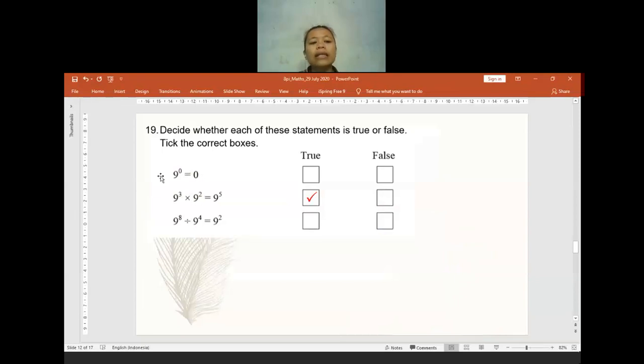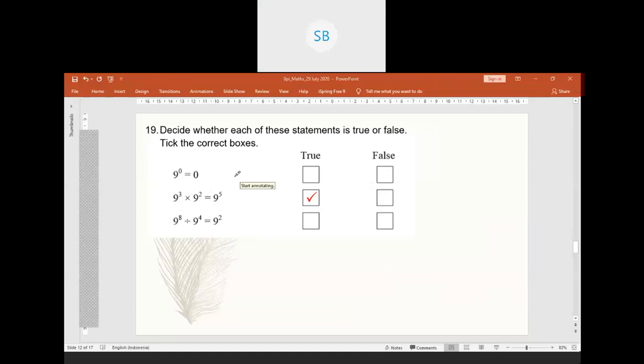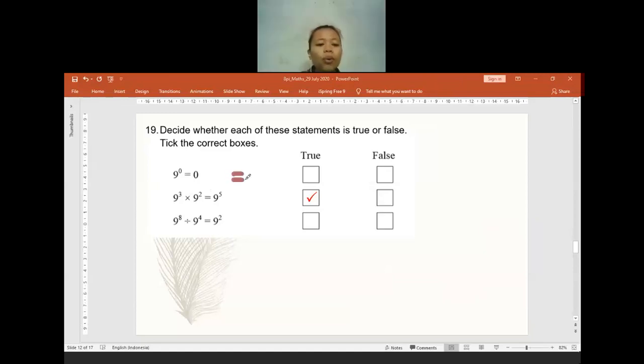For question 19, 9 to the power of 0 is equal to 0. I said it is false. Can you tell me how many is 9 to the power of 0? 1. Yeah, everything to the power of 0 is supposed to be 1.